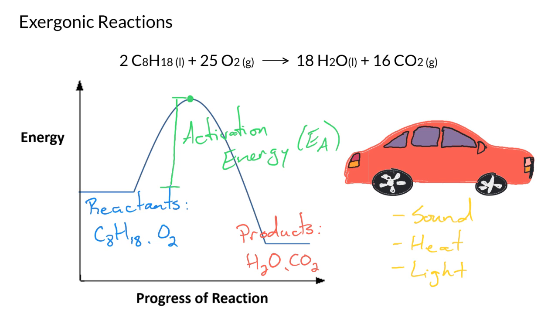And then the final thing, the thing that we generally actually want to get from the gasoline, is mechanical energy. Those explosions move the pistons in the engine that power the car and send us along our way. So when we use exergonic chemical reactions, we get a lot of energy out as sound, heat, light, and mechanical energy. We burn fossil fuels mostly to get that heat and that mechanical energy. The mechanical energy is mostly used in transportation, and that heat we can use to generate electricity.